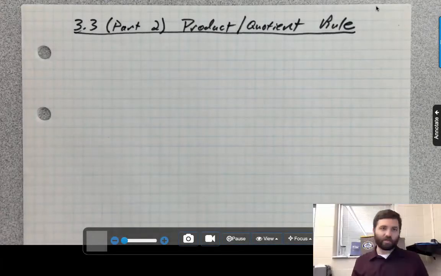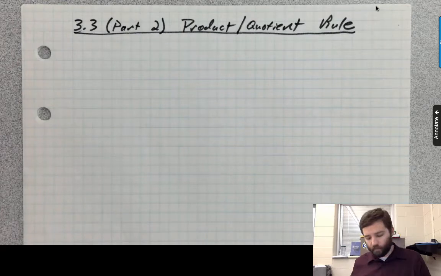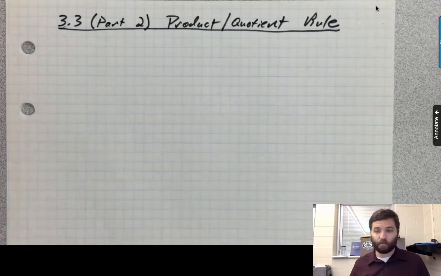Okay, we're going to talk about section 3.3, part 2, the product and the quotient rule. As I think I mentioned in class the other day, these rules are a little bit more involved than the power rule, but still, once you see the functions we're able to analyze, you'll see that the product and quotient rule will save you a ton of time over the definition of a derivative. So let's get right into it.